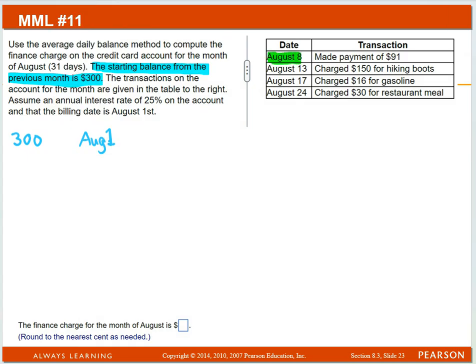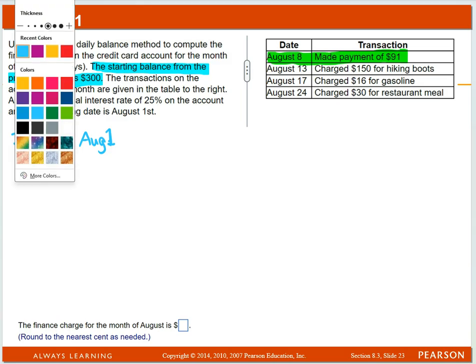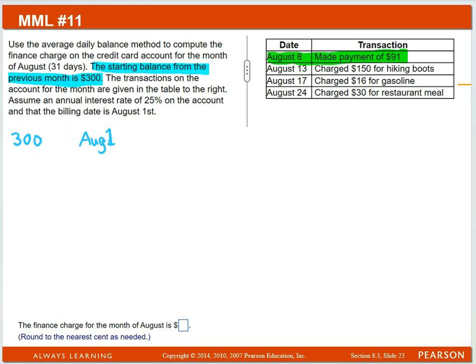On August 8th, I made a payment of $91. Now, when you make payments, your balance goes down. So the $300 is going to go down by $91, and my new balance is going to be $209. Now that is on August 8th.